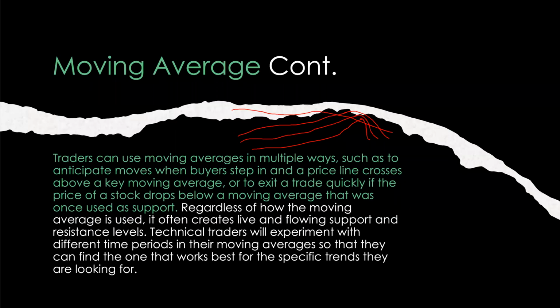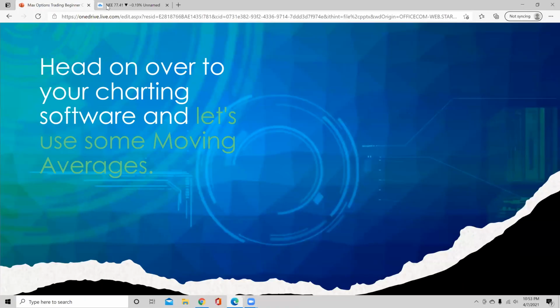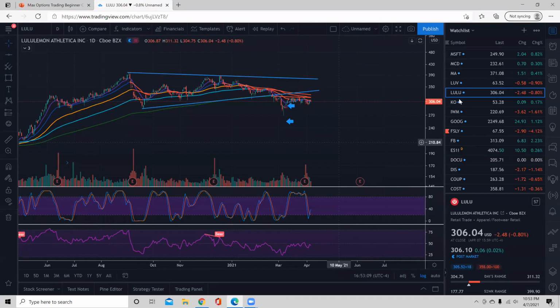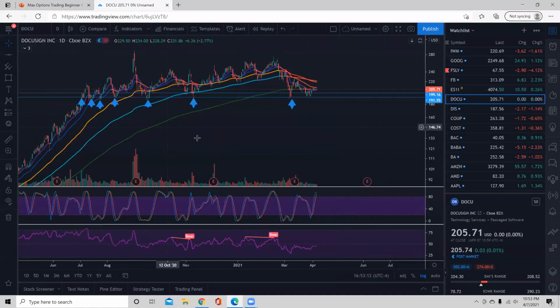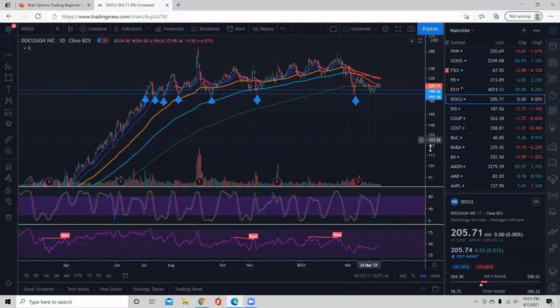You find the moving averages that work best and the specific trends that you like and that you're looking for as a trader. All right, now let's head on over to our trading software, and I'm going to show you guys what I use. So let's find a clean chart for you guys. Not that clean. Nope, not that clean. This is a good one anyway. So let's look at DocuSign on the daily.